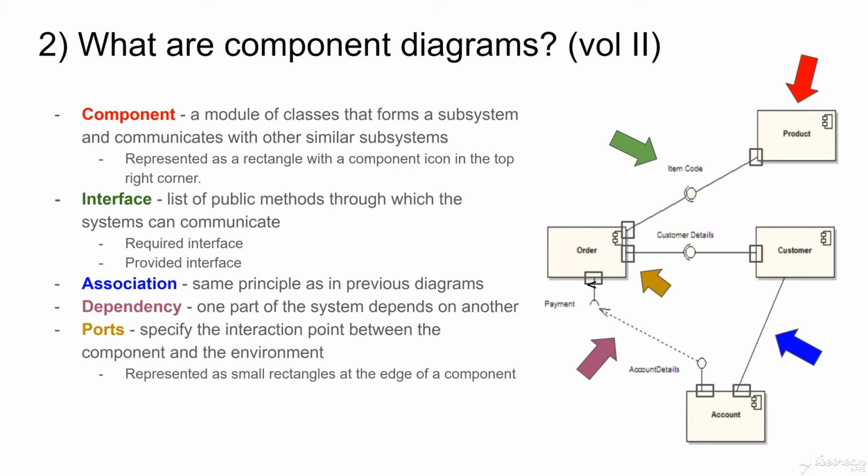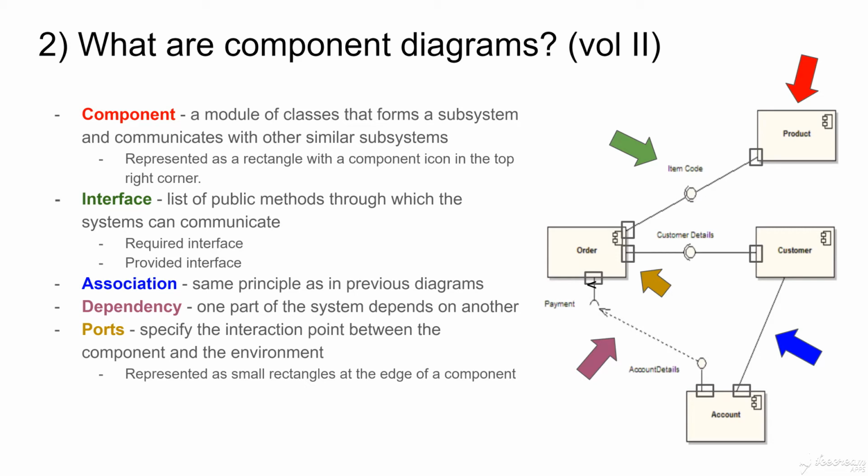All components can provide and need different interfaces. Such a relationship is represented with a connector. For example, the order component needs an item code which the product component can provide. In this connection, indicated by the green arrow, the required interface is shown by a half circle at the end of the line, while the provided interface is represented by a full circle.